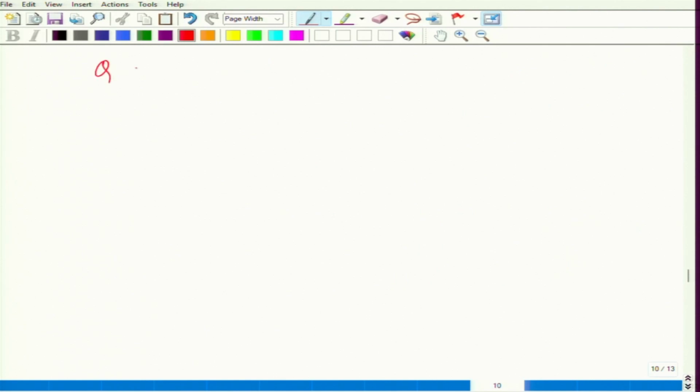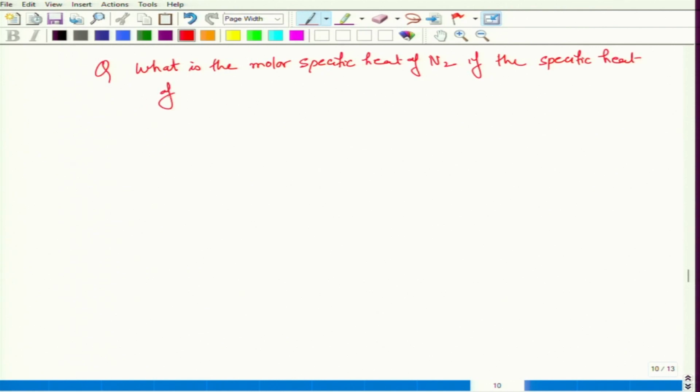So the question is, what is the molar specific heat of nitrogen if the specific heat of nitrogen is 100 joule per gram degree centigrade?